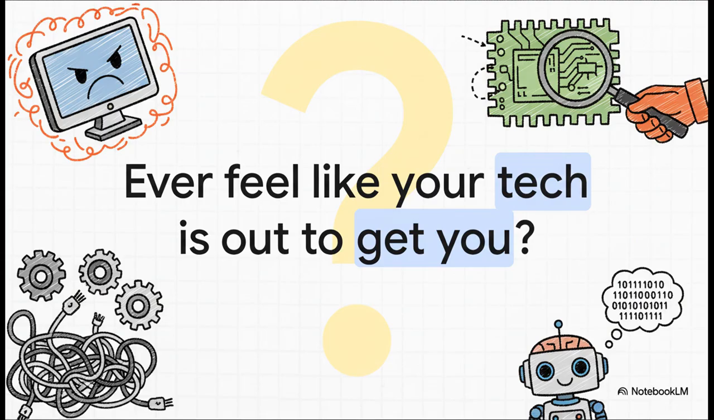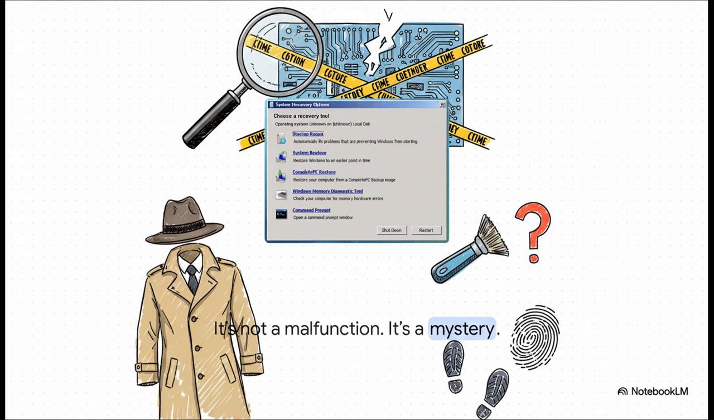You know that feeling? It's like your tech has a personal vendetta against you, choosing the worst possible moment to fail. But here's the thing. Your computer isn't evil. It's not out to get you. It's actually incredibly logical. And when something goes wrong, it's not just breaking, it's leaving clues. So let's completely flip how we think about this.